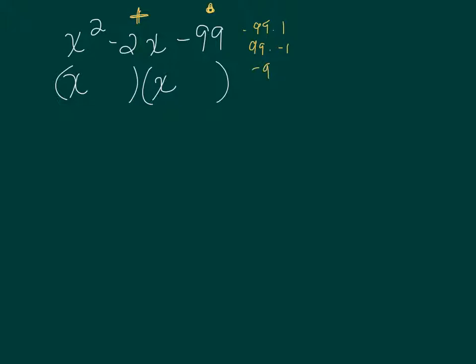Negative 9 times 11, or 9 times negative 11. 3 times 33, well, negative 3 times 33, or 3 times negative 33. What else? Let's look at those for now. There may be others. I can't think of any right off the bat.